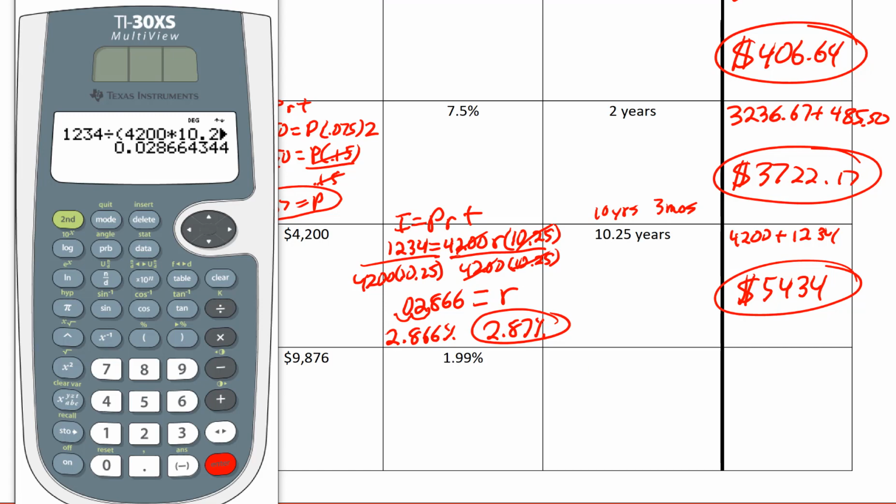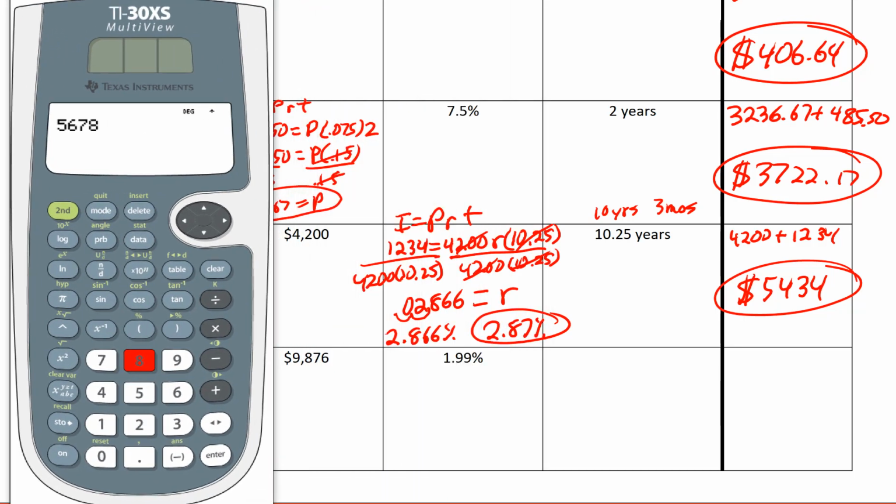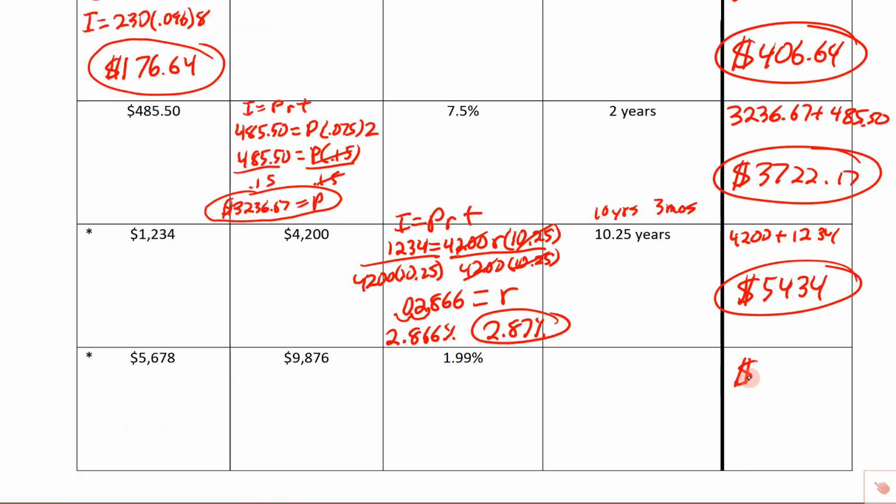So let's go ahead and do that. Let's see, what do we got here? 5, 6, 7, 8. Boy, somebody was being clever when they made this problem up. 5, 6, 7, 8, and then 9, 8, 7, 6. So we're going to add those together. Okay, so we end up with 15,554. So the total amount in the account, the principal plus the interest, is 15,554. So we'll go ahead and circle that.